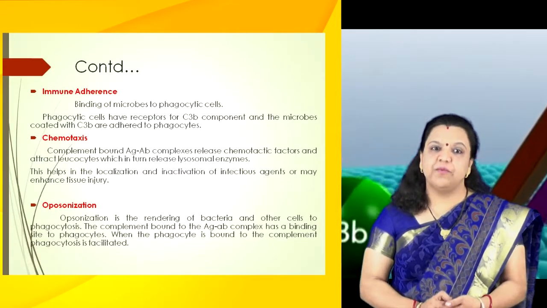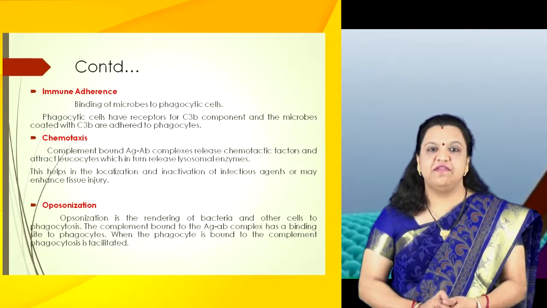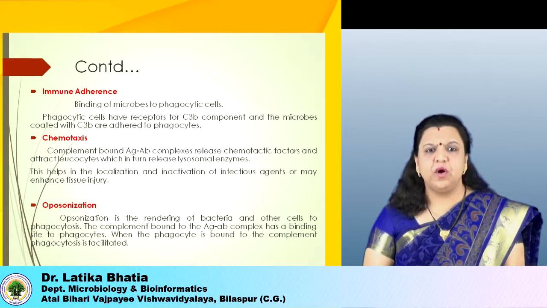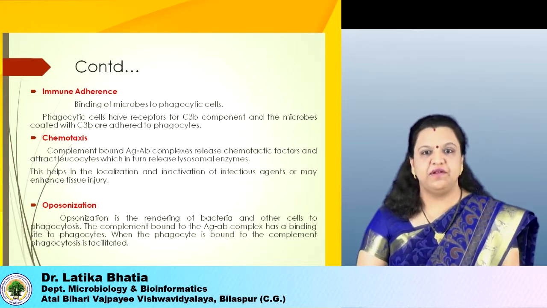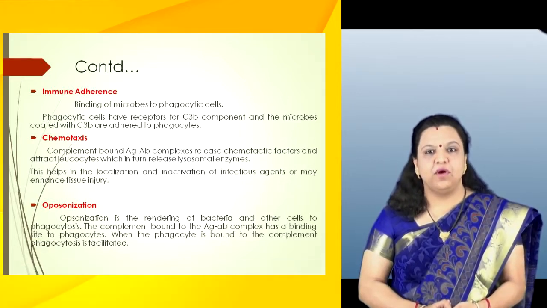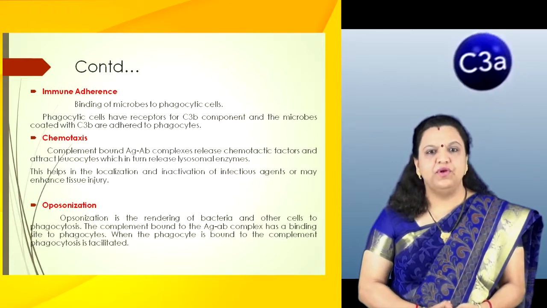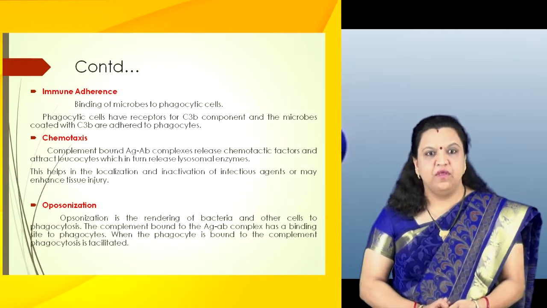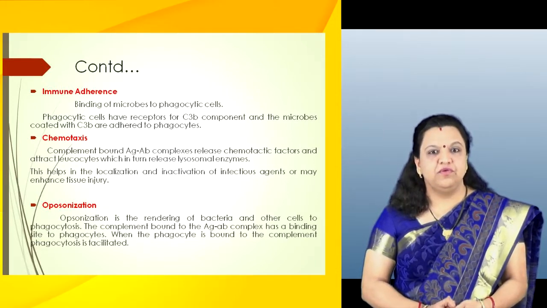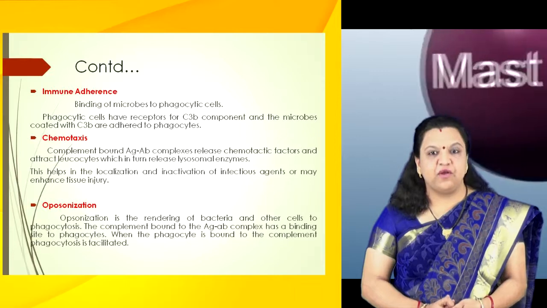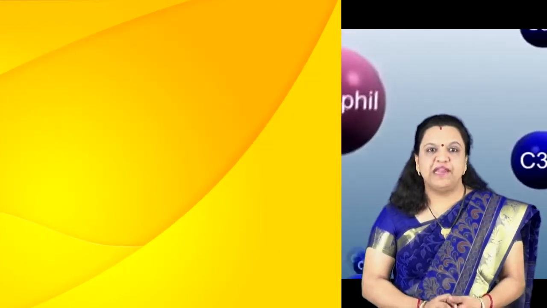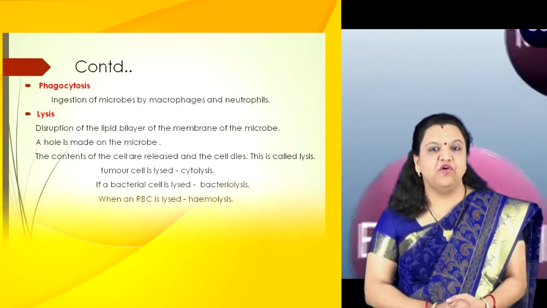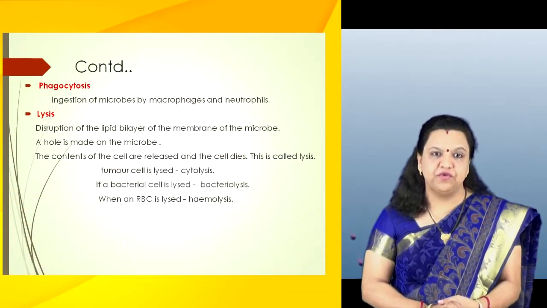The third function is opsonization. Opsonization is the rendering of bacteria and other cells susceptible to phagocytosis. During opsonization, the complement components bind with the antigen antibody complex. The complement bound to the antigen antibody complex has a binding site for phagocytes. When the phagocyte is bound to the complement, phagocytosis is facilitated. The fourth biological function is phagocytosis. The complement system facilitates ingestion of microbes by macrophages and neutrophils.